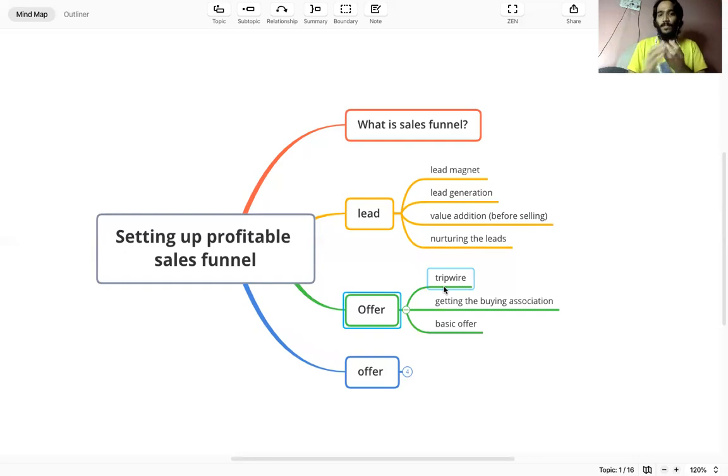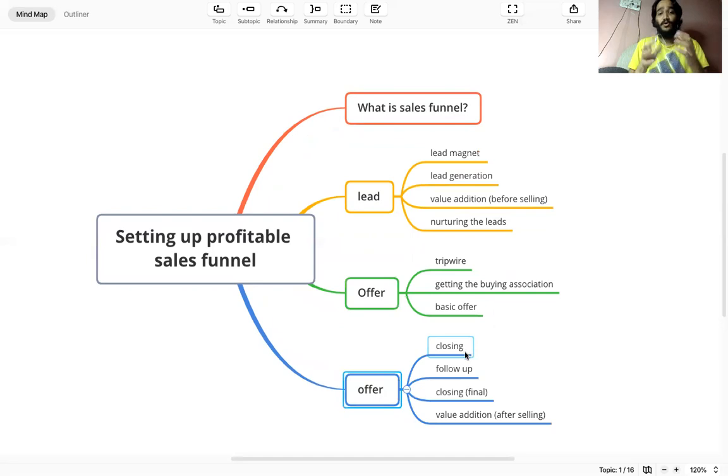Keep the value low. So the tripwire: after nurturing them and giving value, trust is built between you and them. Then you get the buying association. After giving lots of value, I'm pretty sure there must be customers who are interested in your product. So get their buying association and their trust, and offer your basic offer. Then finally comes closing them with your product.